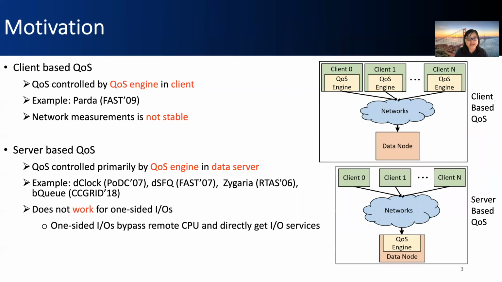Traditional QoS mechanisms can be divided into server-based and client-based QoS. The client-based QoS uses network latency measurement as feedback for QoS control, and it is not stable. The server-based QoS does not work at all for one-sided IOs, since one-sided IOs are purely silent to target storage nodes. All the mentioned QoS mechanisms are not suitable to provide QoS guarantees for one-sided IOs. More details can be found in the paper.